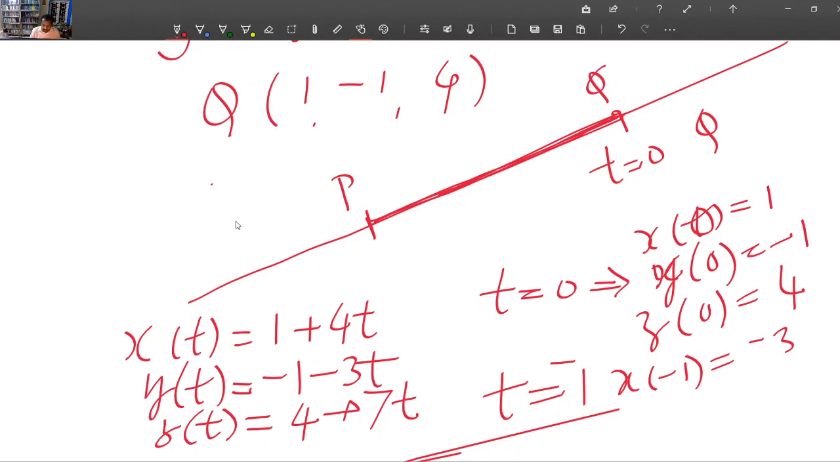Write it in the next page. Start with a new page.